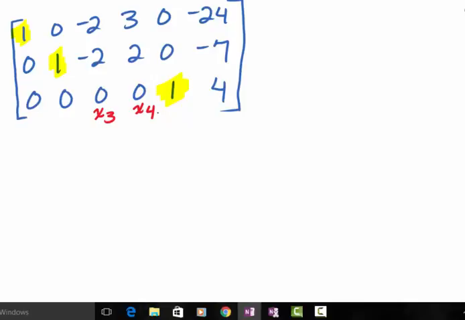So remember, this is how we did it. Once you have your free variables, you go ahead and write them down and you assign a parameter to them. Doesn't really matter what. Let's call them S and T. So x3 is S and x4 is T. So wherever there's an x3, I can use S, and wherever there's an x4, I can use T.